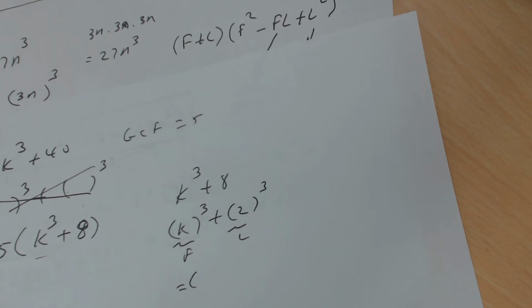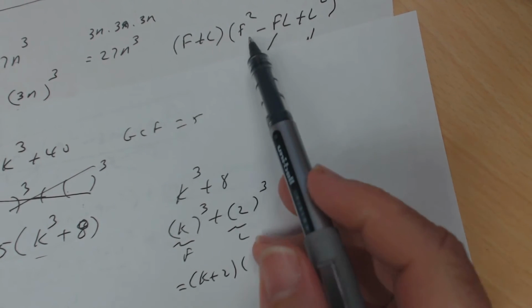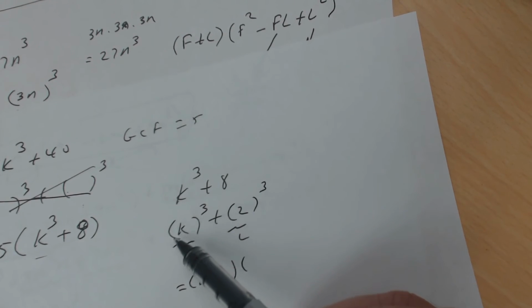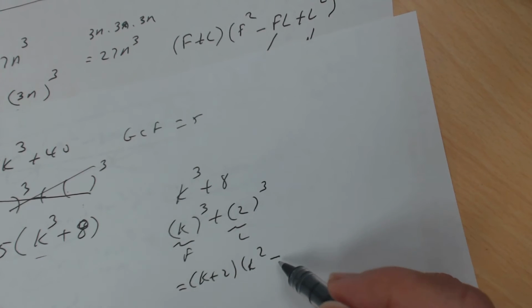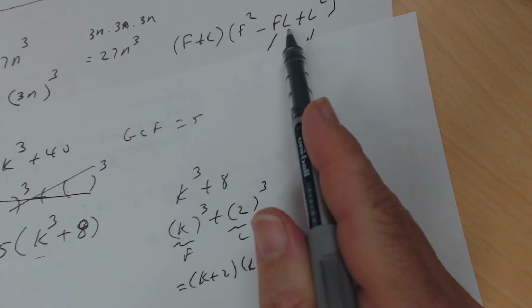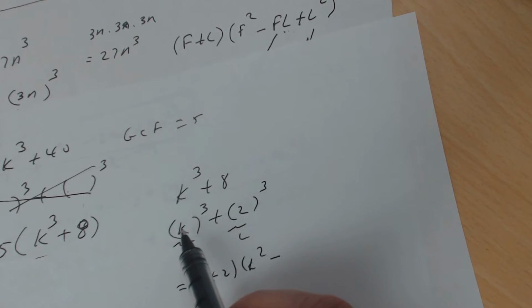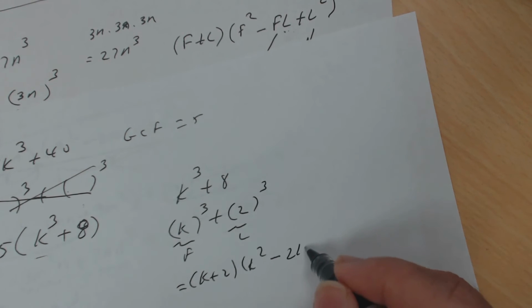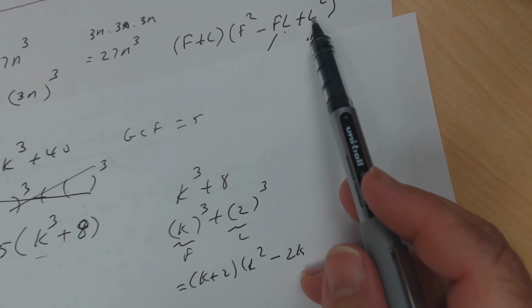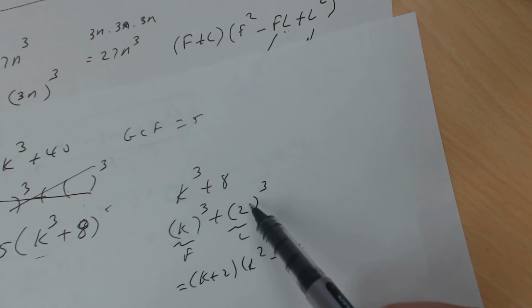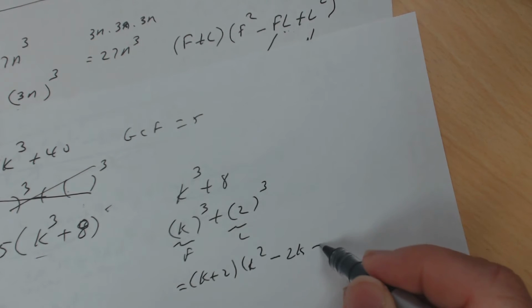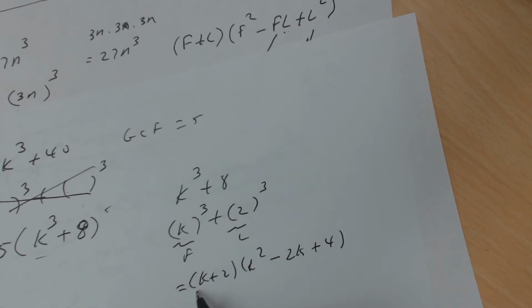So F plus L, so K plus 2 times, and this says I take F and I square it, so I take K and I multiply by itself twice, so that's K squared, minus, don't forget minus now, F times L, so I take F and L and I multiply them together, so K times 2 is 2K, and then I take L and I multiply by itself twice, so I take L and I square it, so L here is 2, 2 times 2 is 4, so that's plus 4. All right, so k cubed plus 8 is this.